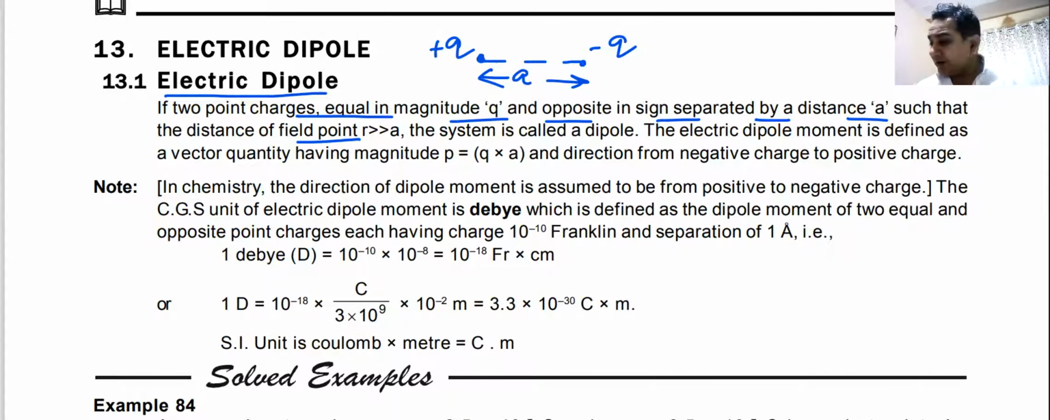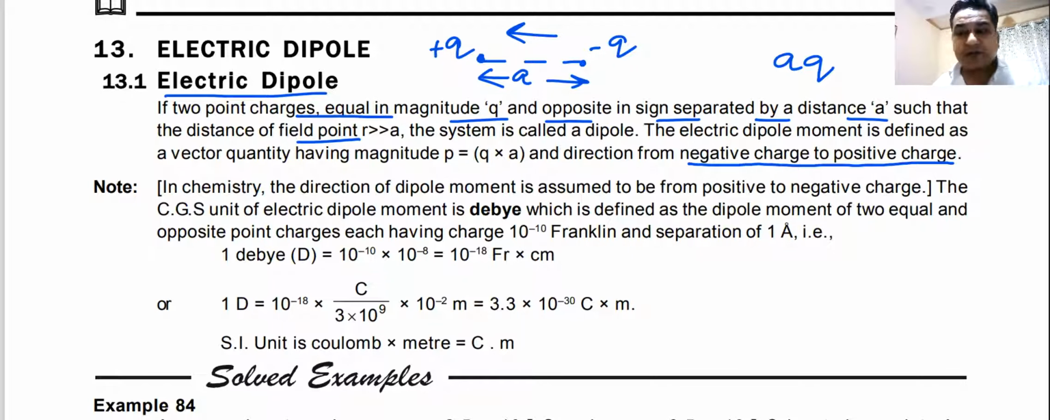Every dipole is characterized by something known as a dipole moment. A dipole moment is a vector quantity, and the value of that dipole moment is A multiplied by Q, where A is the length of the dipole. Some people also call it dipole axis, and Q is the value of one of the charges. Remember, the dipole moment is always directed from the negative charge to the positive charge.